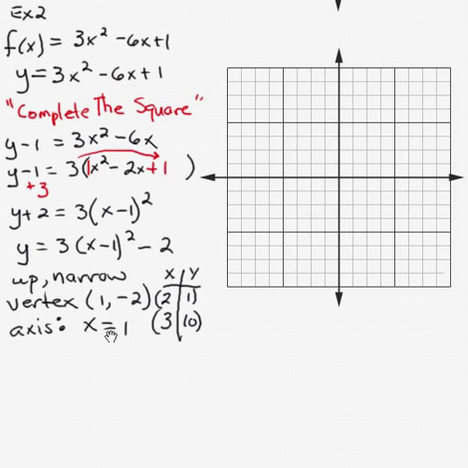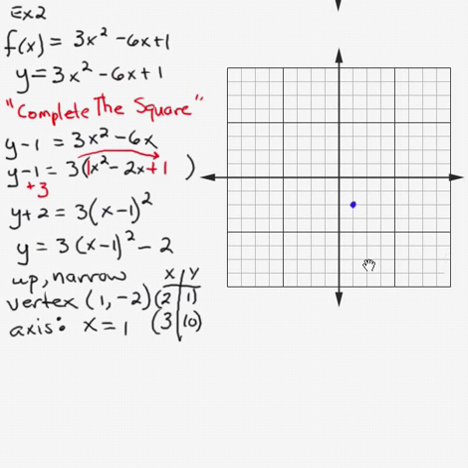If I go to the right of my axis of symmetry, I can find points like 2 and 3 for x values. If I substitute 2 in for x, 2 minus 1 is 1, 1 squared is 1, times 3 is 3, and 3 minus 2 is 1. If we substitute in 3 for x, 3 minus 1 is 2, 2 squared is 4, 4 times 3 is 12, 12 minus 2 is 10.